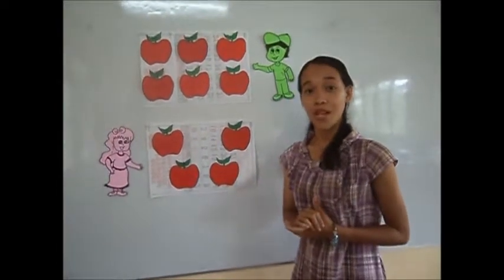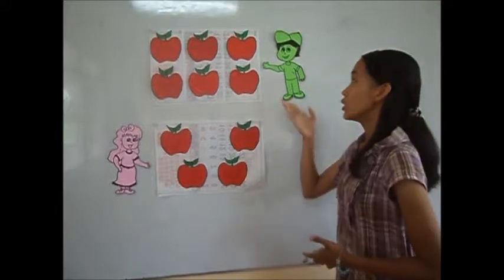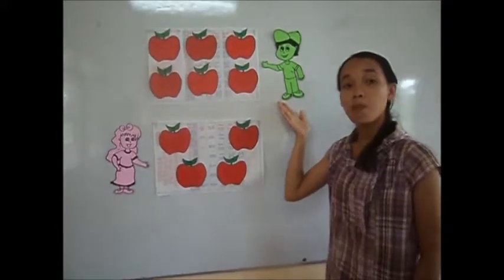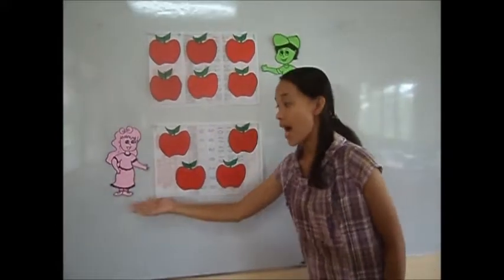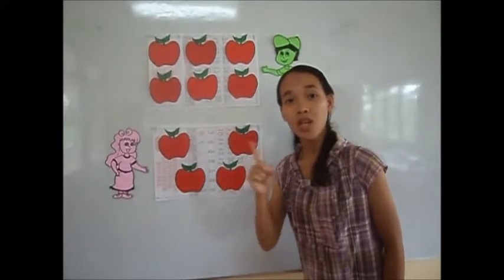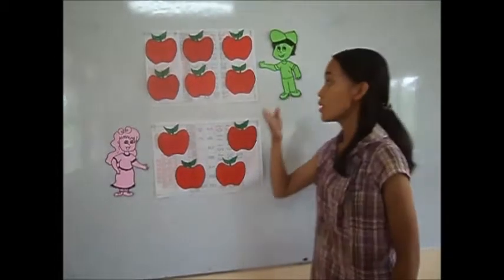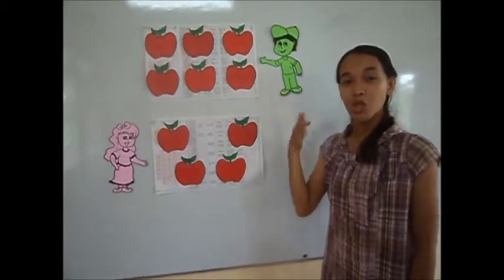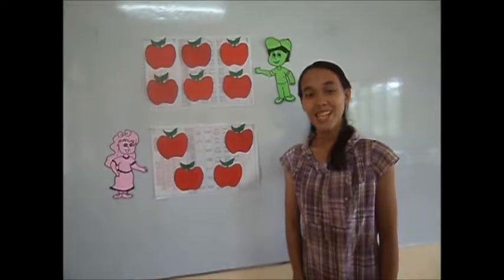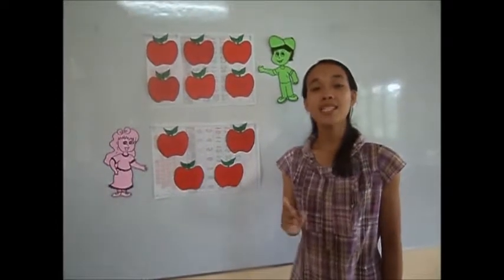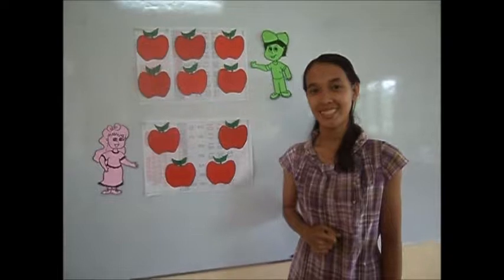And let us compare the two. The number of Bob's apples is more than the number of Anne's apples. And another, the number of Anne's apples is fewer than the number of Bob's apples. Do you understand, class? Thank you for listening, and let's take another example.